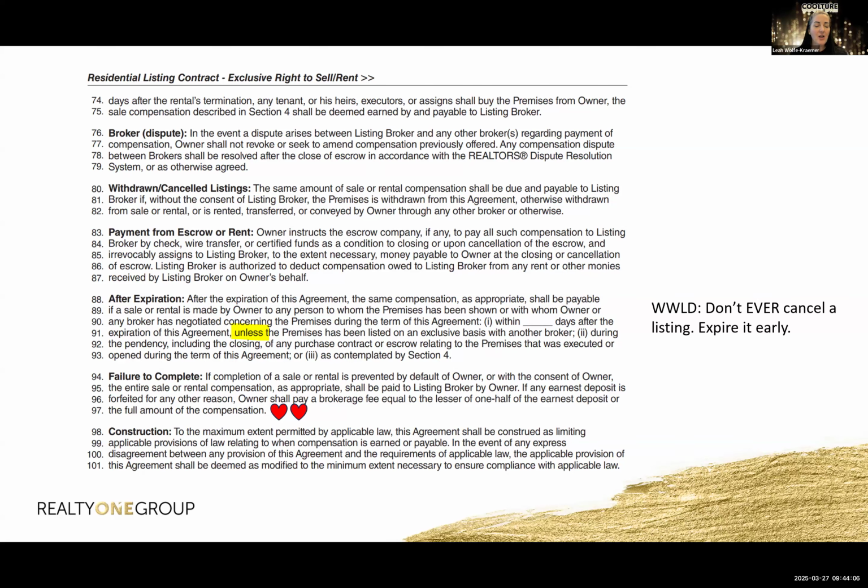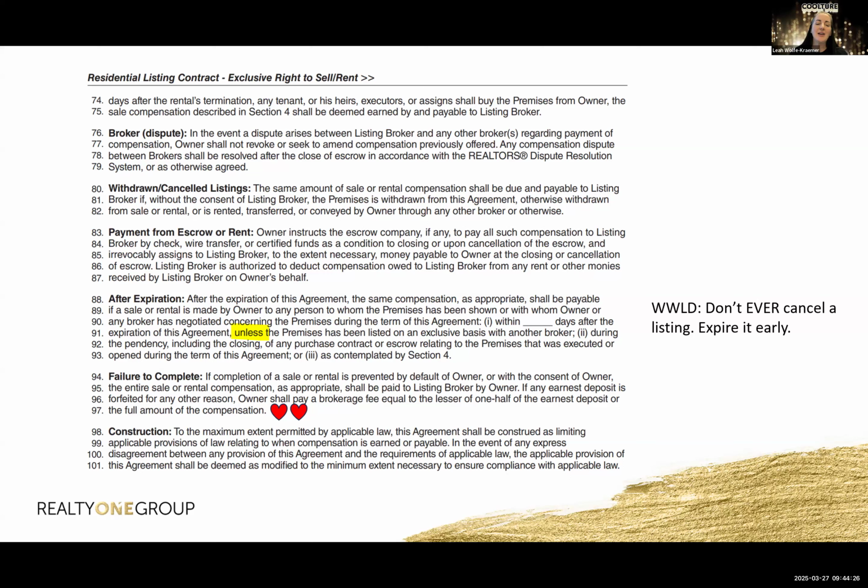If completion of a sale or rental is prevented by default of owner or with the consent of owner, the entire sale or rental compensation as appropriate shall be paid to listing broker by owner. Okay, this is in essence, specifically if the sellers get sued for specific performance. So we're all the way up to close of escrow.